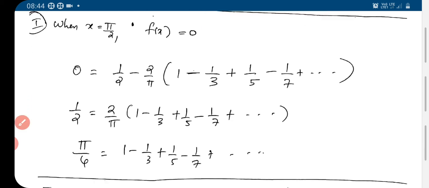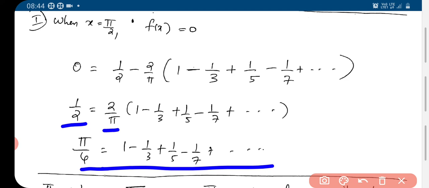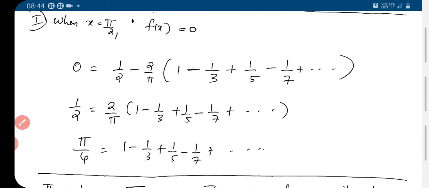Okay, and if you rearrange the terms, half taken here, 2 by pi, and this will give pi by 4 as equal to this. So you are finding the value of pi by 4. So at x equal to pi by 2, the function is continuous. At that point, the value of f of x is equal to 0.